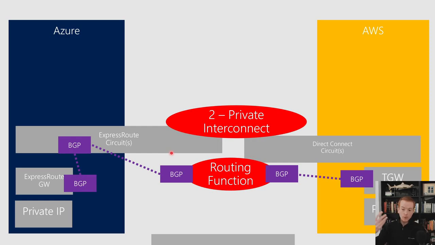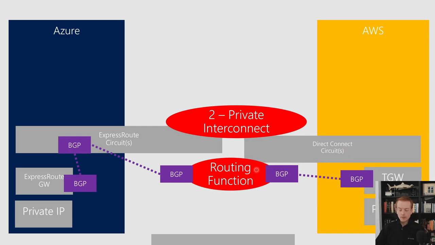Maybe they come back all the way to my data center, or more likely they go into a cloud network edge site, like some colo facility where I'm terminating my ExpressRoute circuits near to the various CSPs. And I've adopted the same pattern with AWS. I've got some Direct Connect circuits that come into the same infrastructure.